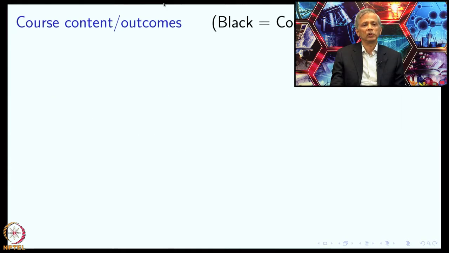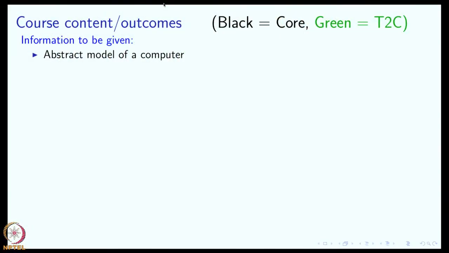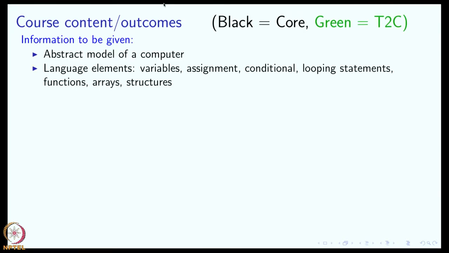Now I am going to tell you about the course content, or the course outcomes as they are sometimes called. I am going to use the black color to write down the core topics, the green to write down the tier 2 core. Sometimes, as I will show, this might be a little bit fuzzy. So let's begin. First is the information to be given. We should talk about an abstract model of a computer. Everybody needs to know that. We should talk about the language elements: variables, assignments, conditional statements, looping, functions, arrays, structures. Everybody should know these things as well, so they are black and therefore core.